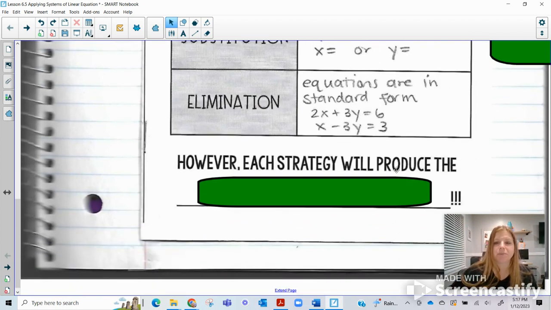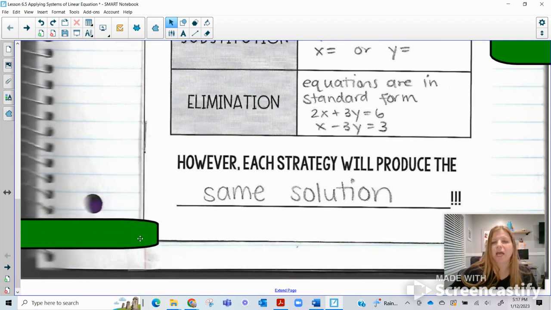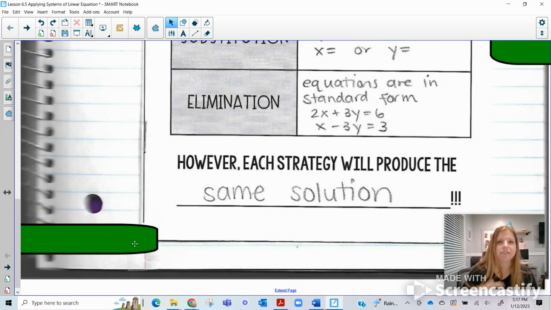However, each strategy will produce the same solution, and we've learned that if we were to graph a system and solve it by substitution, we're going to get the exact same solution. So that's what this booklet is all about. It's about taking each one of these problems and solving it in two of these different ways, and we're going to get the same solution.